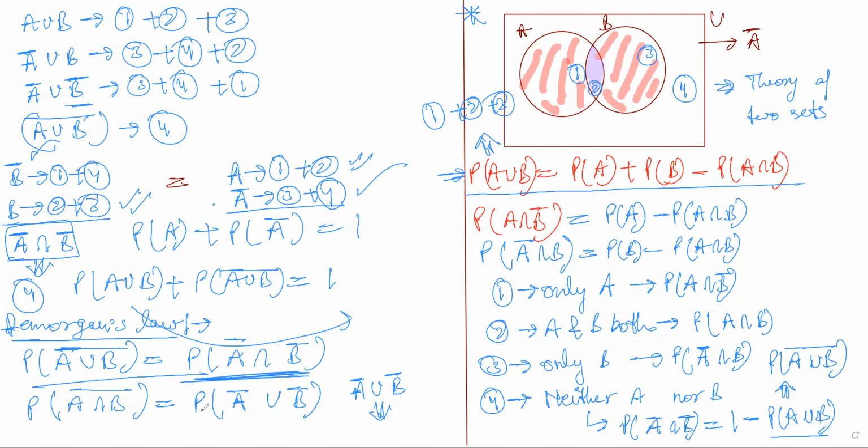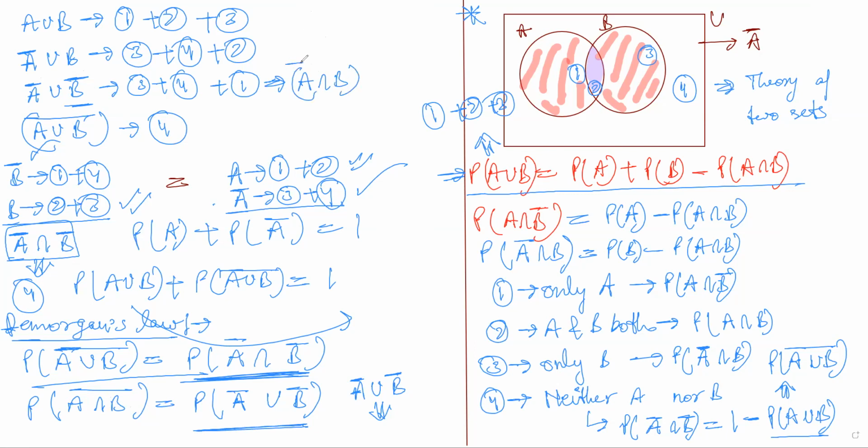Similarly, if you take this portion, this is A complement union B complement. This is the portion A complement union B complement. Now let's understand the LHS of it as well. LHS is A intersection B whole complement.